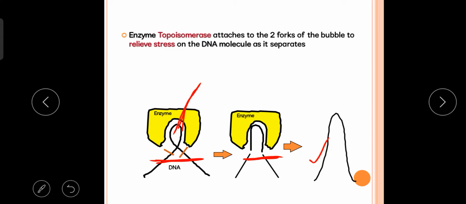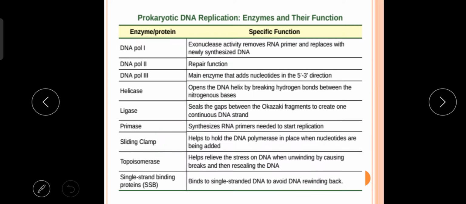So this one is the supercoiling. The topoisomerase enzyme relieves the supercoiling here by cutting the two strands of DNA. Again it reseals the two strands of DNA, and this way it will form one complete uncoiled or unwound part of the DNA helix. So this is the function of the enzyme topoisomerase. Now let's go back to our previous slide.